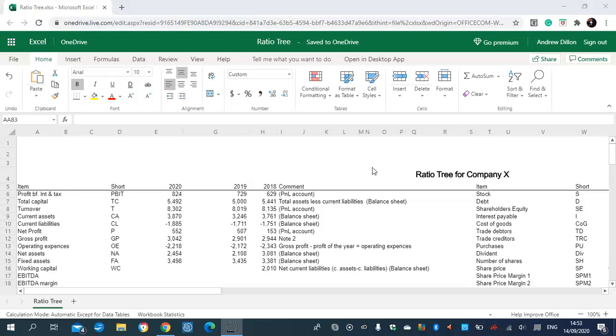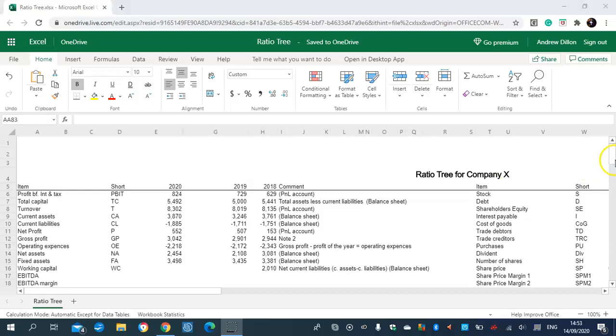Welcome to a financial spreadsheet of ratios called the Ratio Tree. It is calculating certain margins and prices on the ratios that are related to the spreadsheet on overheads, margin, fixed assets, working capital and rated returns.